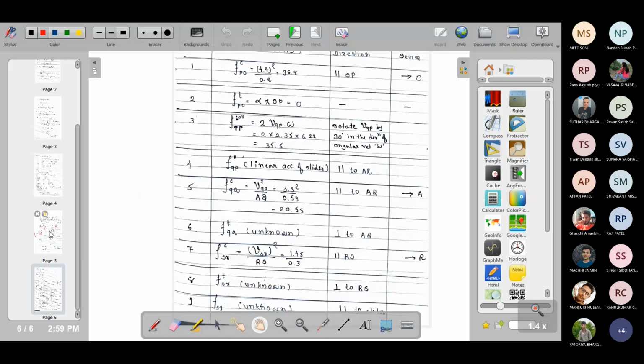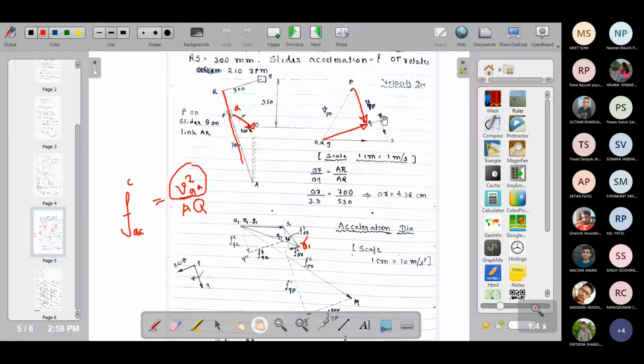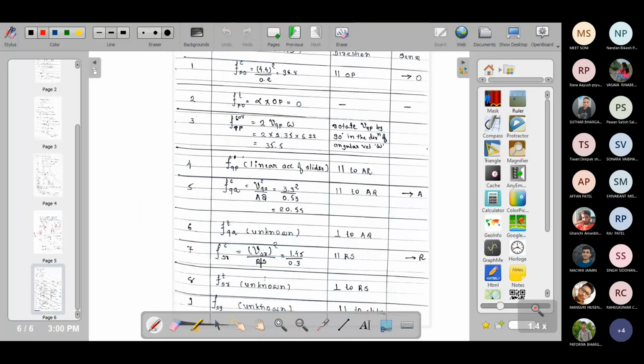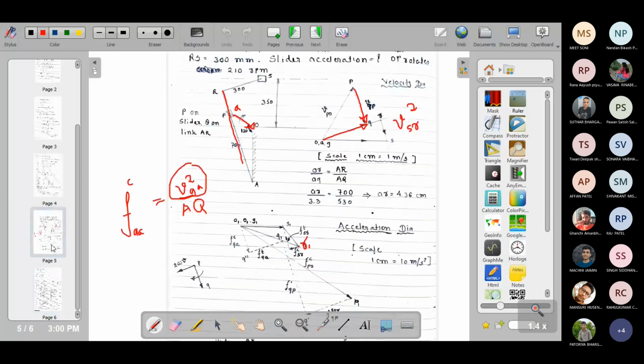So how will you find this component? This is RS component, V square. This component, it is V SR. So radial component के लिए what you need? V square by R. So it is 1.45 divided by 0.3. It is parallel to RS, means in this direction radial component, and in this direction towards the center of rotation, means towards the R. So I have to draw a line parallel to link RS and towards the R. So towards the R. Okay, so in this direction.